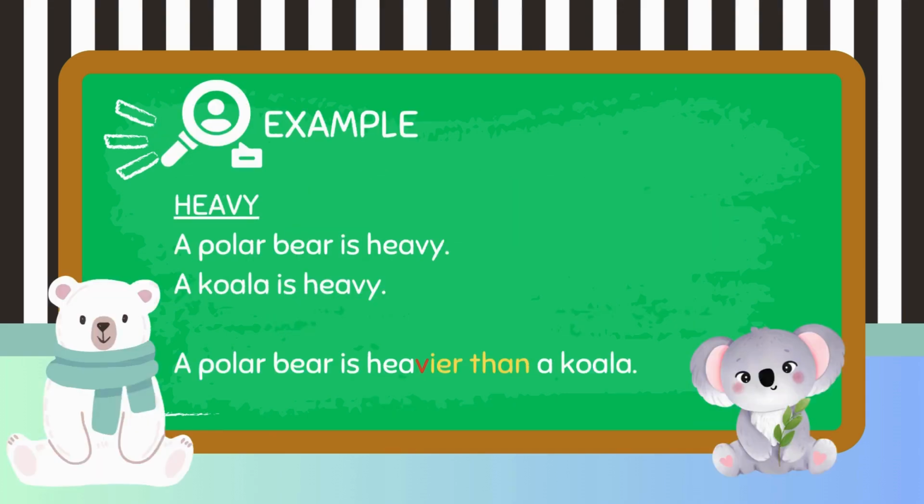Let's look at the following example. We have a polar bear and a koala. The adjective used to describe these animals is heavy. A polar bear is heavy. A koala is heavy. A polar bear is heavier than a koala when we compare between them.